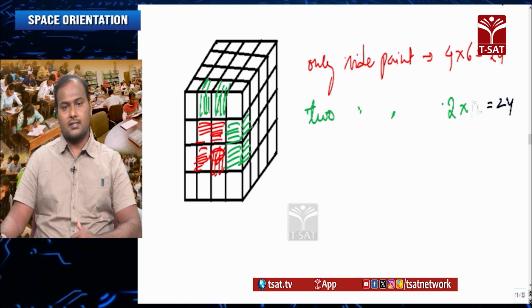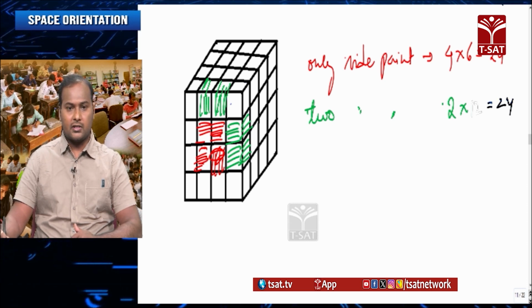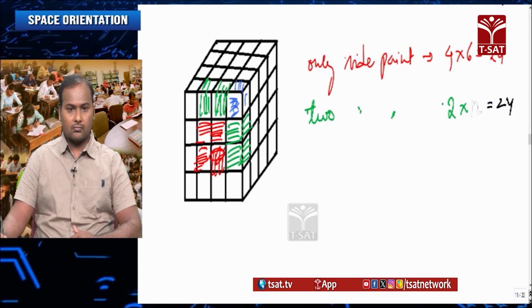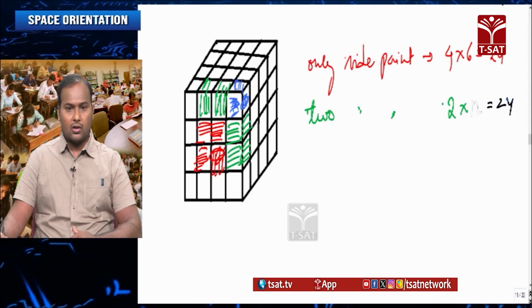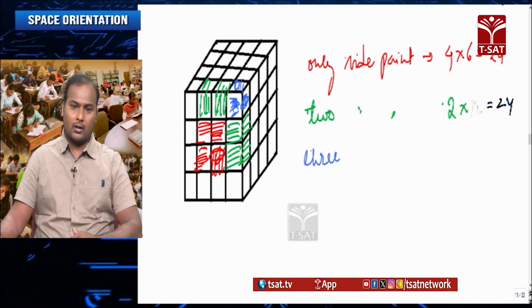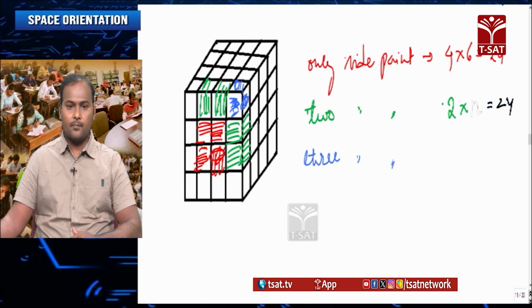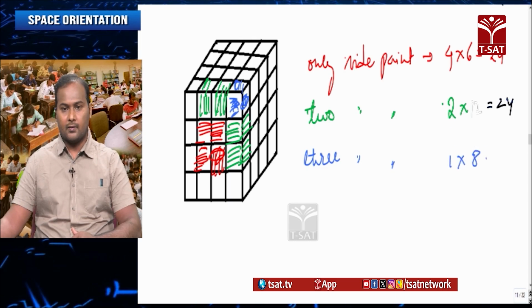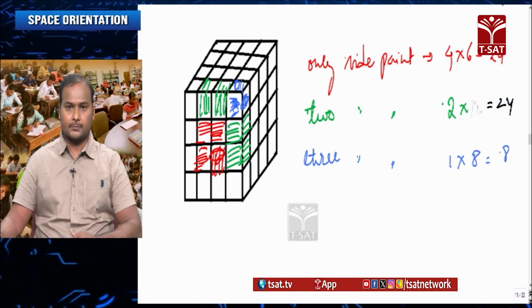Now the next question is, how many small cubes are possible with three side paint? So where is this three side paint possible? Three side paint is possible on the corners, right? So this is the corner. So per corner how many? 1. Total how many corners? We have total 8 corners. So 1 multiplied by 8. So your answer is 8 here.